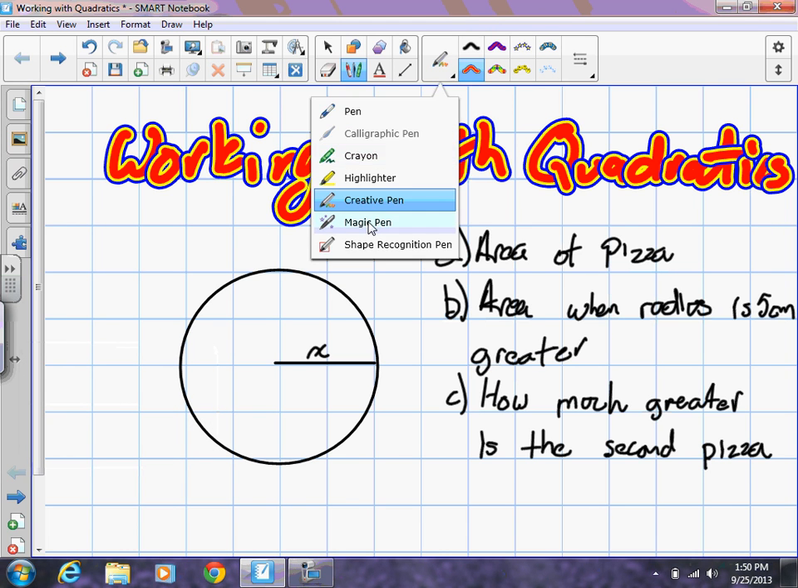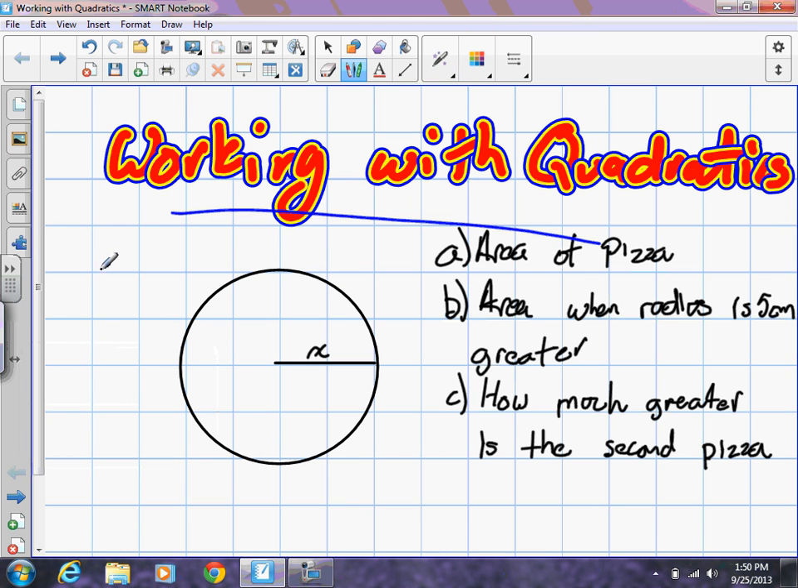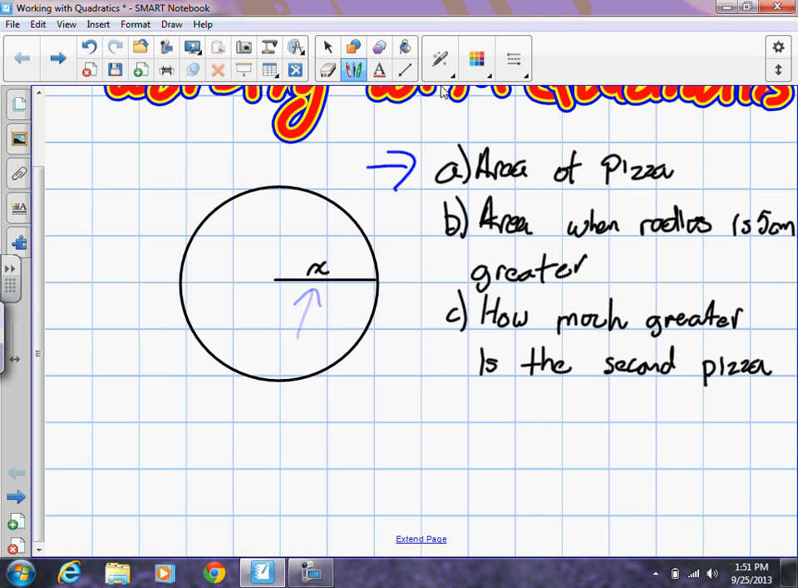All right, we're working with quadratics here. This question is from your homework. It was number 11. They've given us a diagram. They made a pizza. We're just using the actual shape of the pizza. And what we know is the radius of this pizza is x. The first question asks us for the area of the pizza.